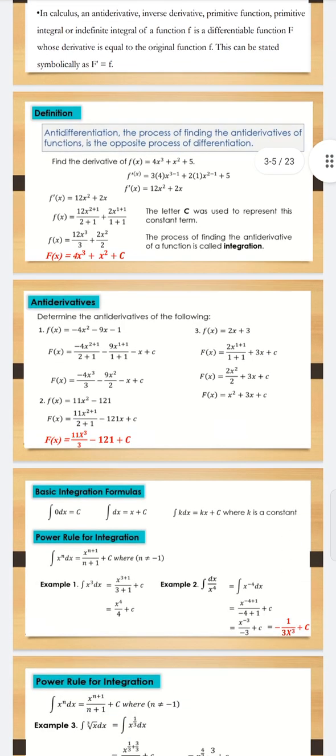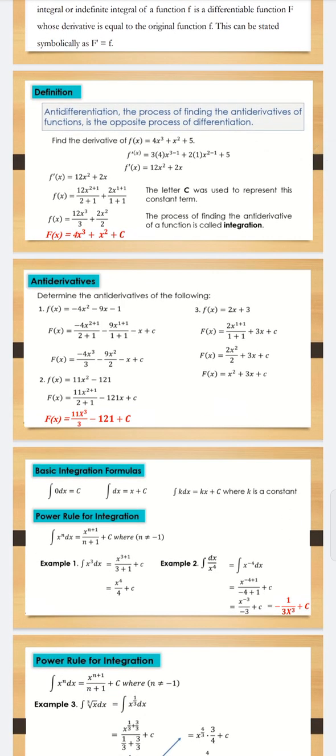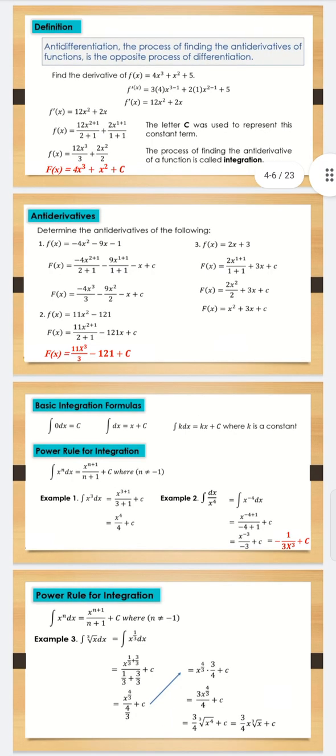Then antiderivatives: determine the antiderivative of the following. The answer is 11x cubed over 3 plus 121 plus c. Then the basic integration formulas: the integral of 0 dx equals c, and the integral of dx equals x plus c.